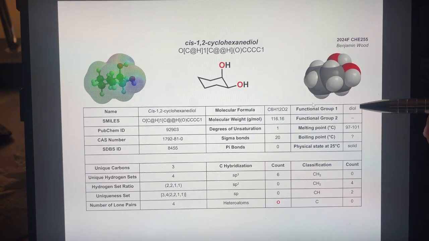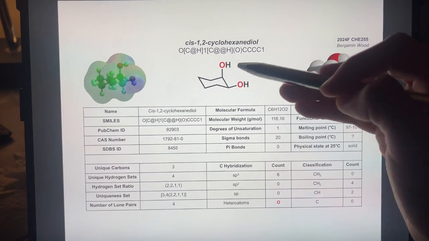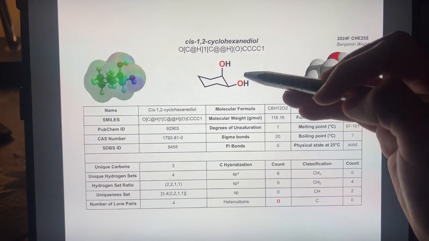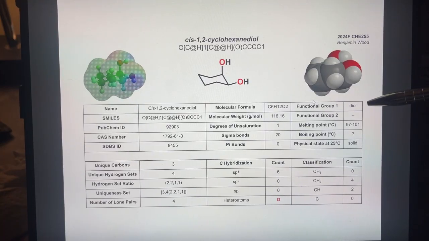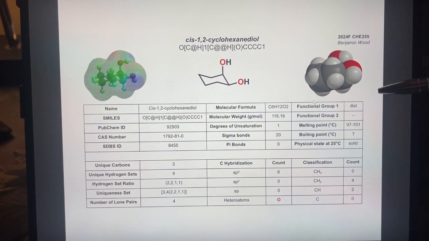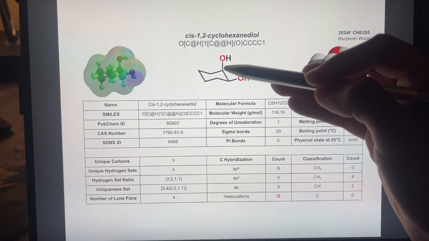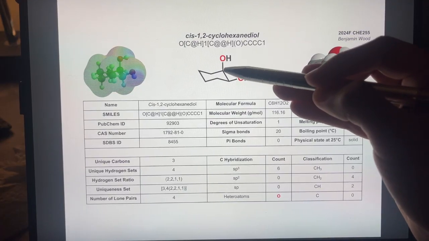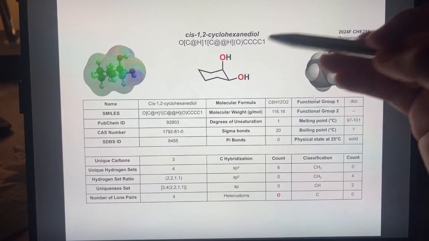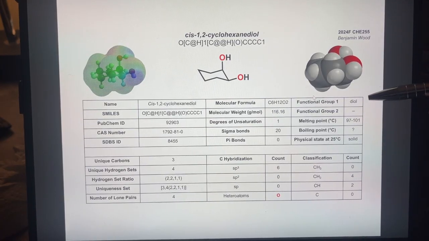The functional group present is called a diol because there are 2 hydroxyl groups that are connected to adjacent carbons. To be more specific, this is called a vicinal diol due to these hydroxyl groups being connected to adjacent carbons. If these hydroxyl groups were connected to the same carbon, it would be called a geminal diol, but for simplicity's sake, it's a diol.